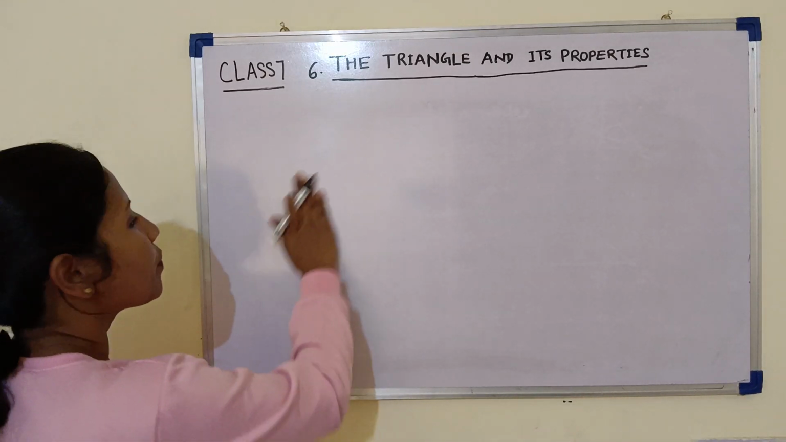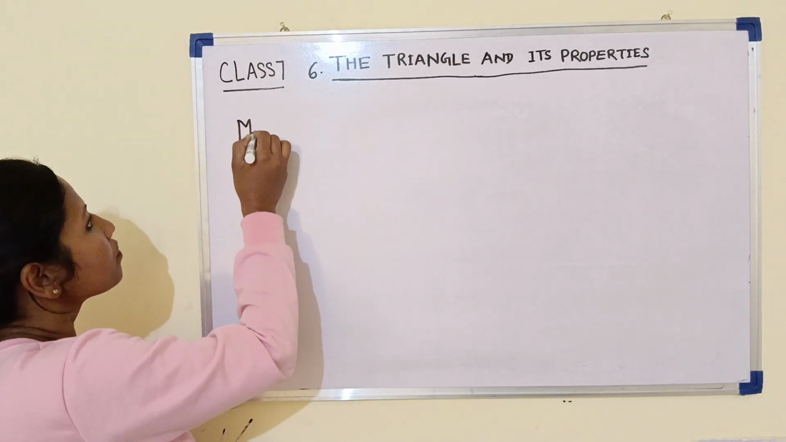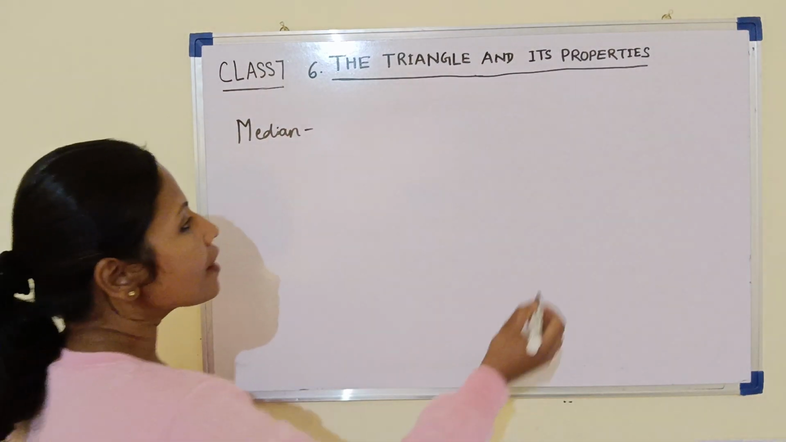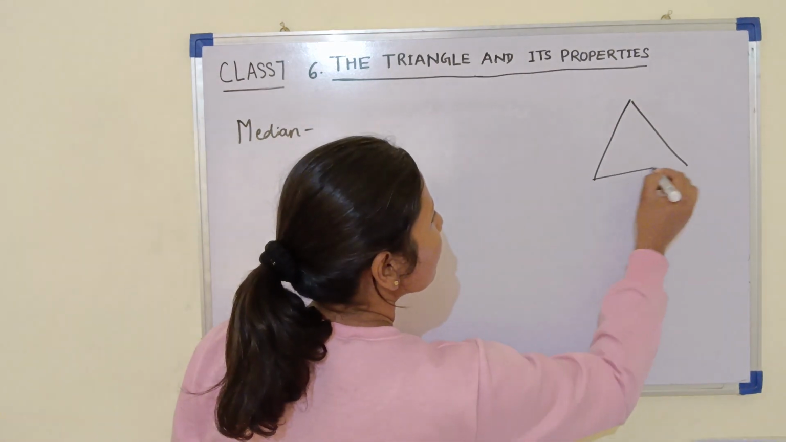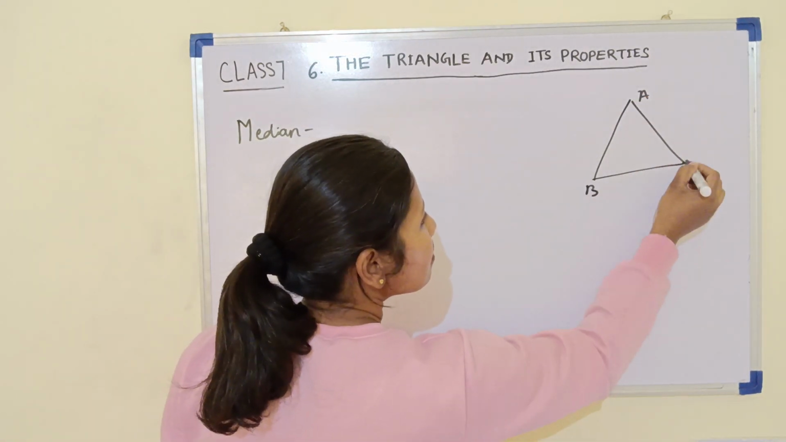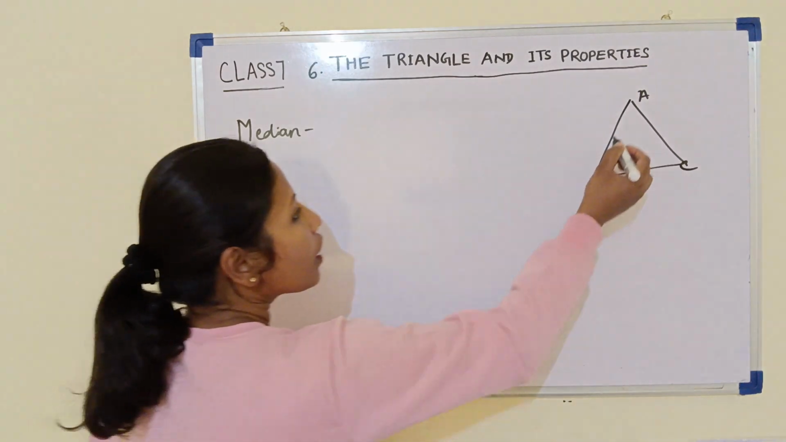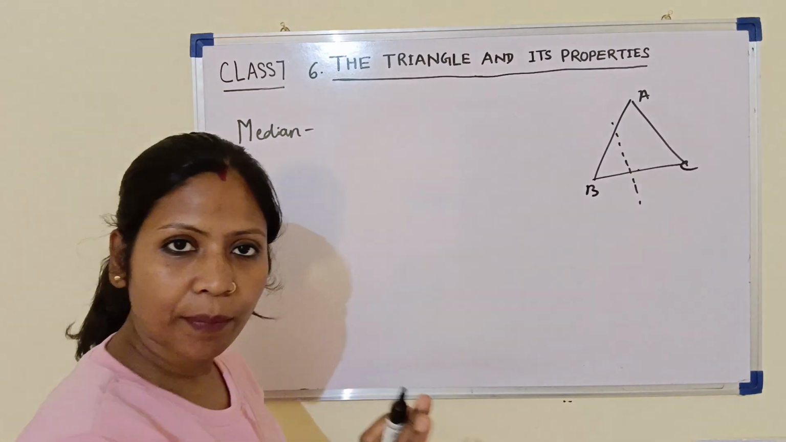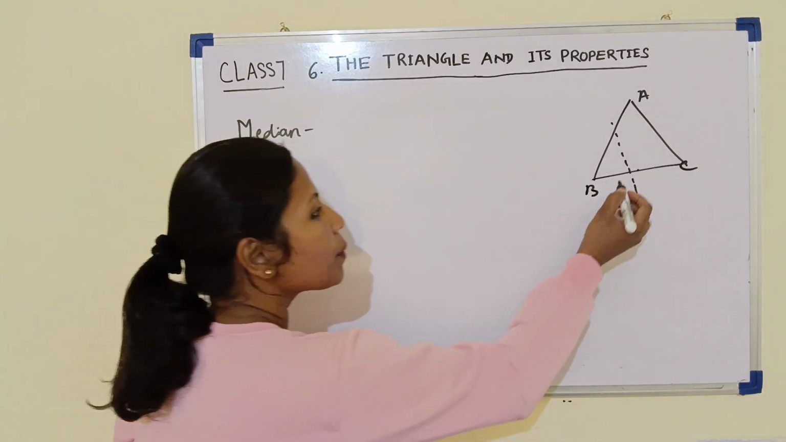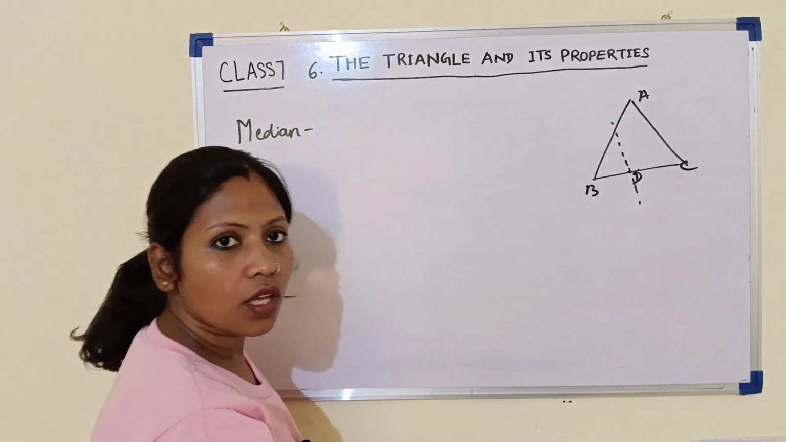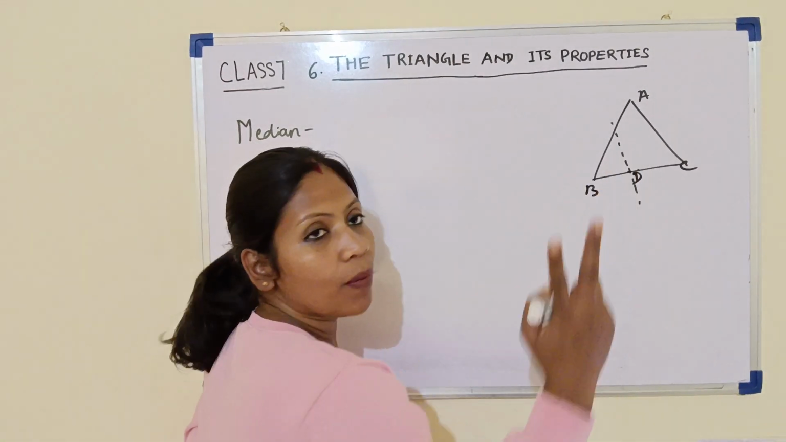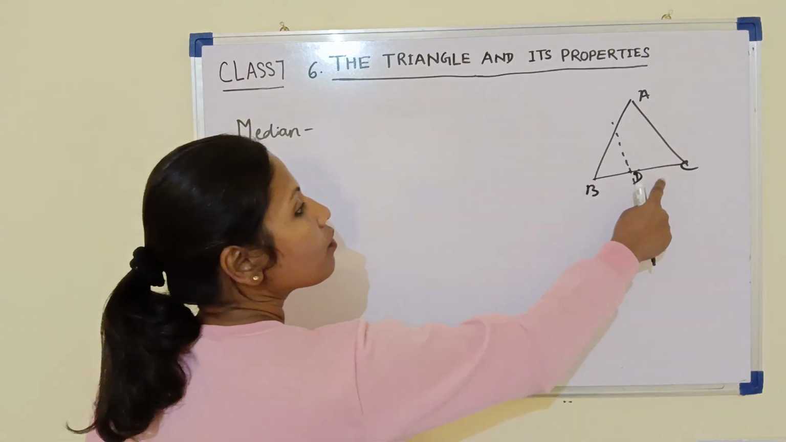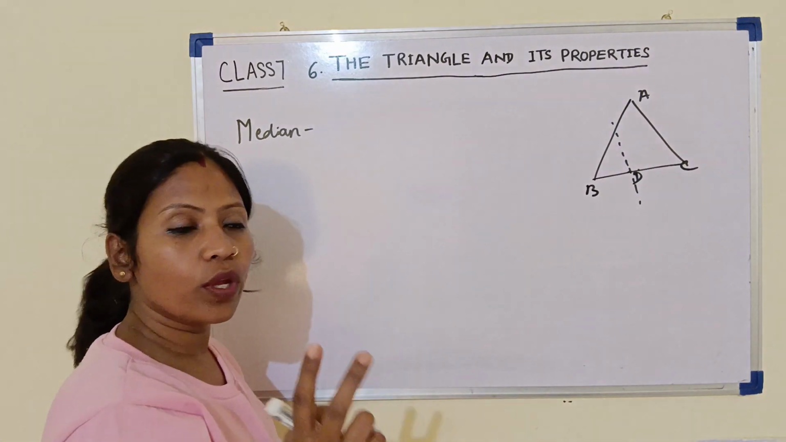Okay, so let's start with the next concept, median. So what is a median? Suppose we have one triangle ABC. First you draw a perpendicular bisector of BC. BC का perpendicular bisector draw करो. What is a perpendicular bisector? Bisector किसको बोलते हैं? जो दो equal part में divide करे. So once you draw a perpendicular bisector, this will divide this line segment in two equal parts.